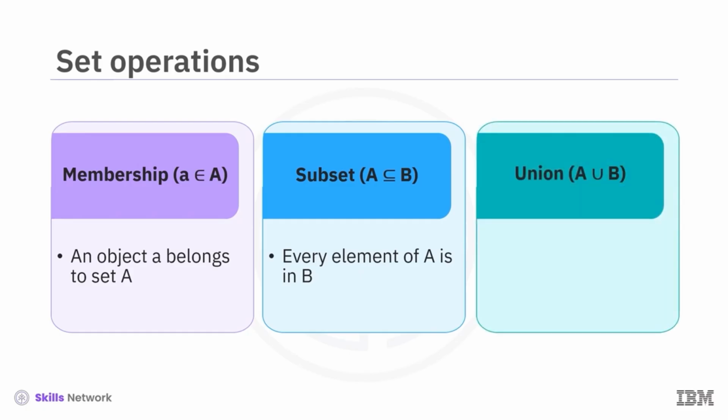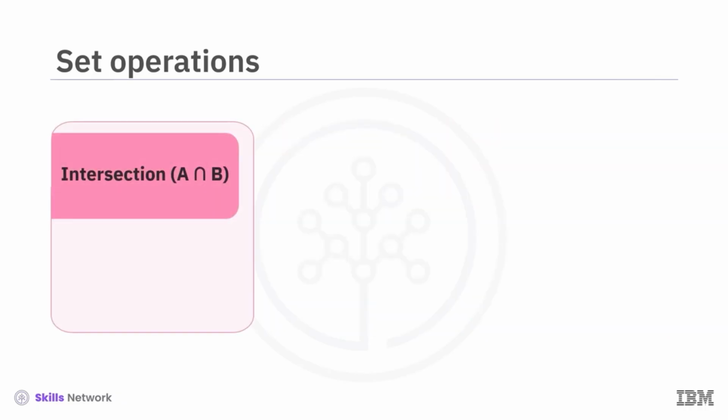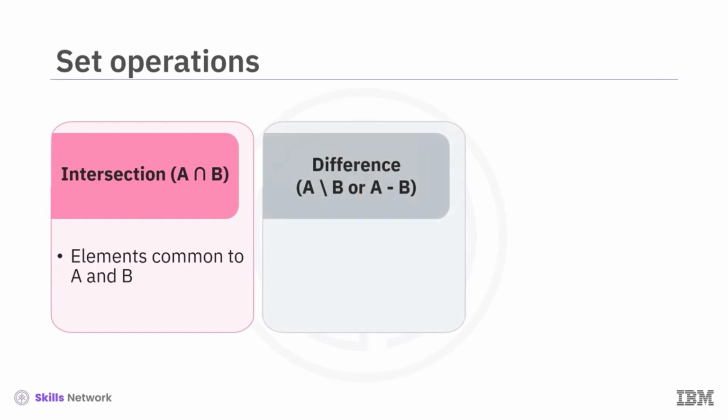Union, A union B. The union of two sets, A and B, is the set of elements that are in A, in B, or both, denoted by A ∪ B. Intersection, A intersection B. The intersection of two sets A and B is the set of elements that are in both A and B, denoted by A ∩ B. Difference: A/B or A-B. The difference between two sets, A and B, is the set of elements that are in A but not in B.